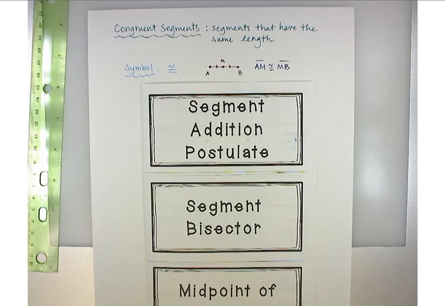Now, we have a special symbol for congruent, and that special symbol is going to have an equal sign.